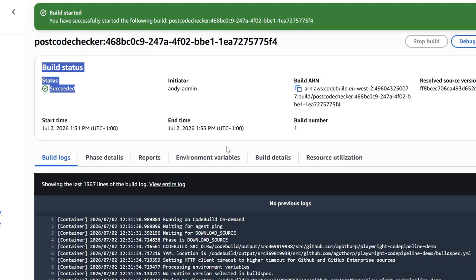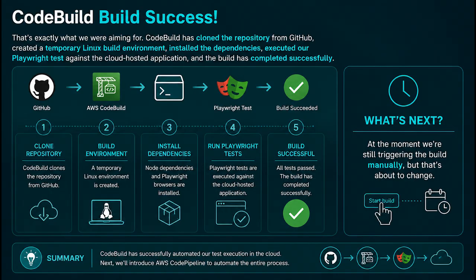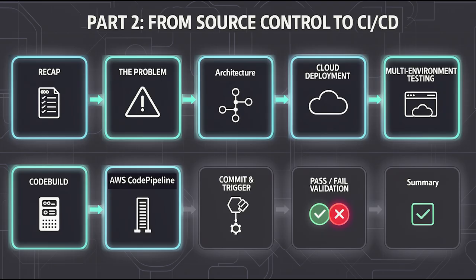So what has CodeBuild actually done? Well, it's cloned the repository from GitHub, it's created a temporary Linux build environment, then installed the dependencies, and then executed our Playwright test against the cloud hosted application that we've specified. And only then has it reported the build as successful. At the moment, we're still triggering the CodeBuild test manually, and it's running against the existing Elastic Beanstalk environment that we provisioned earlier in the video.